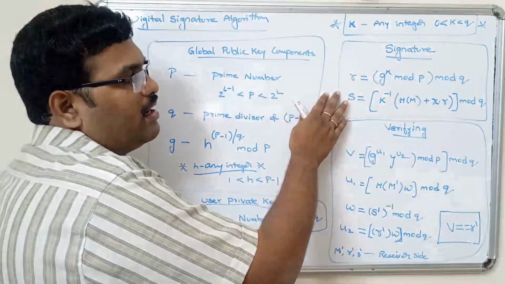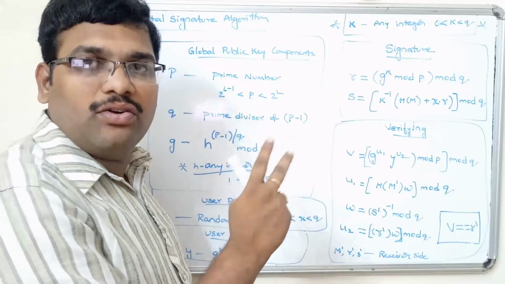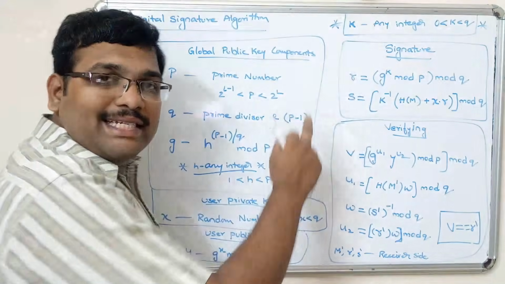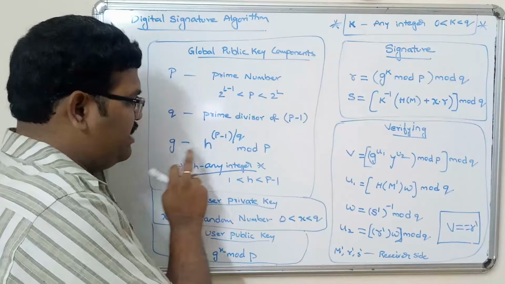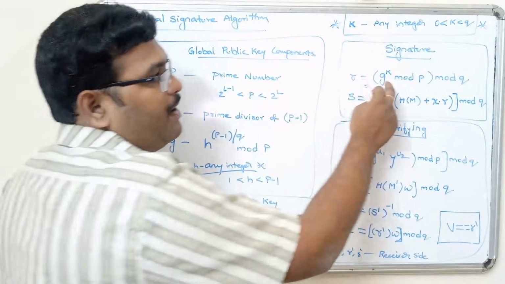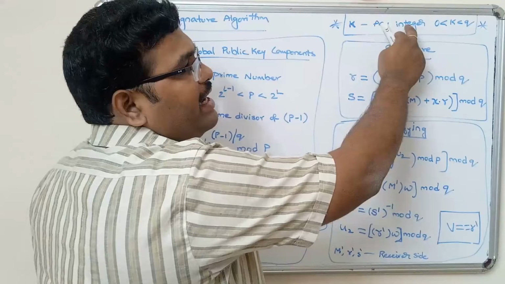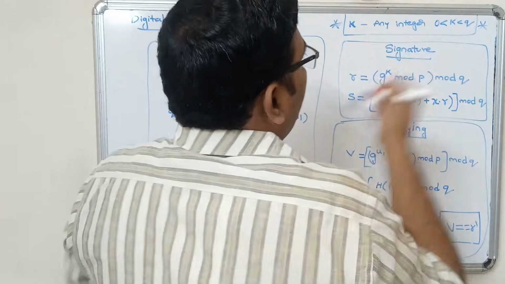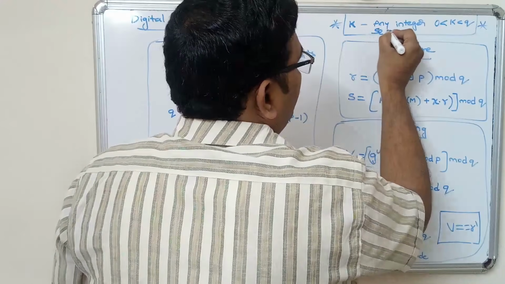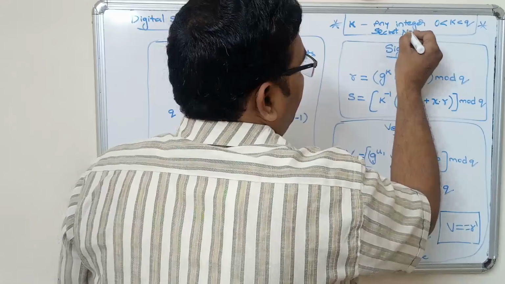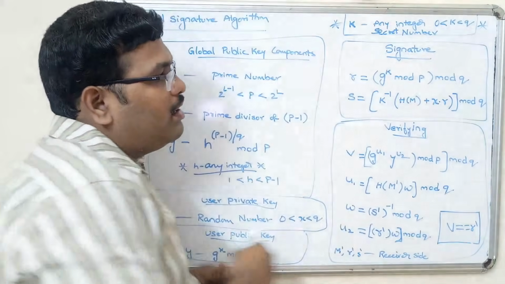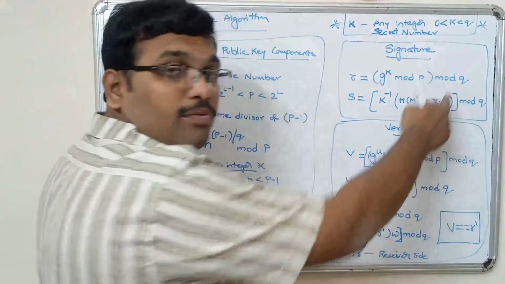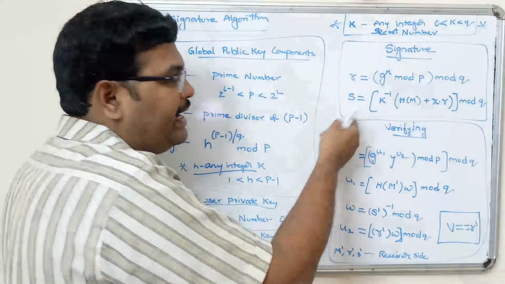In the signature algorithm we will get two components, the signature components called R and S. Here R is equal to G power K. Here G is a global public key component, and K is an integer, a secret number. So K is a secret number, mod P, mod Q. So we will get a value for R.